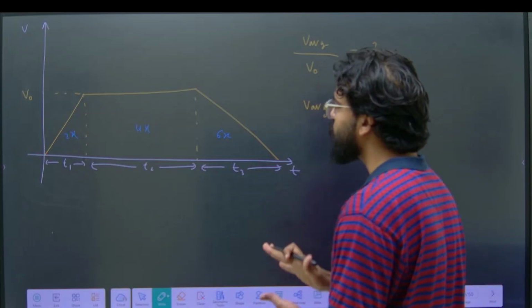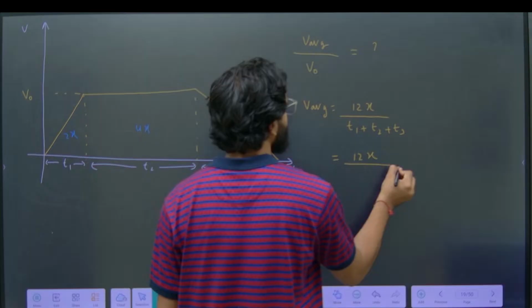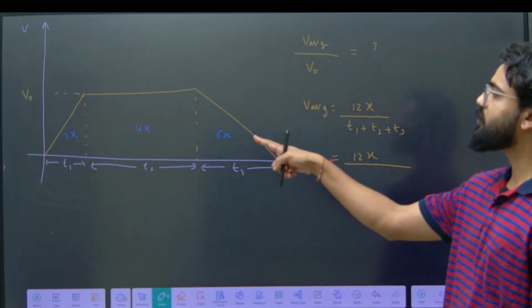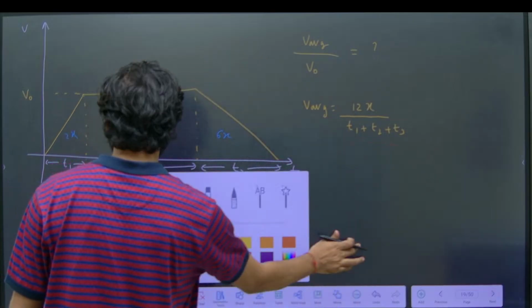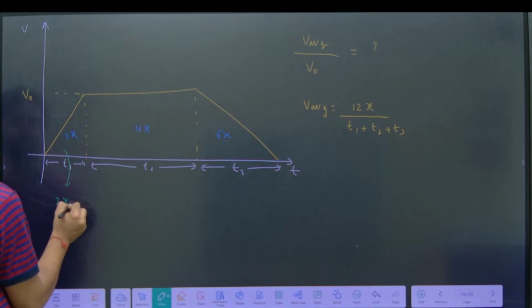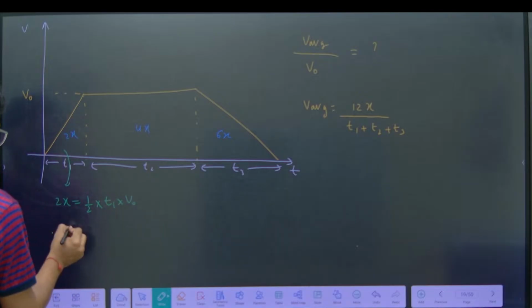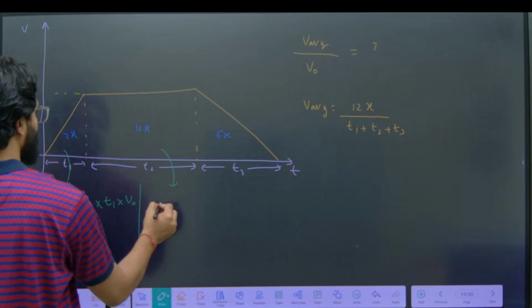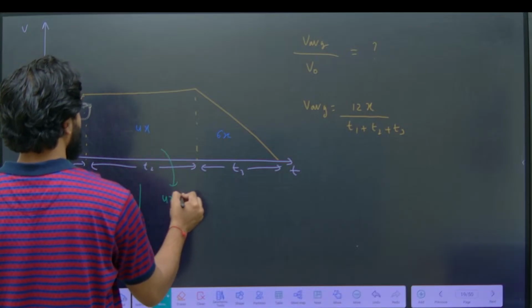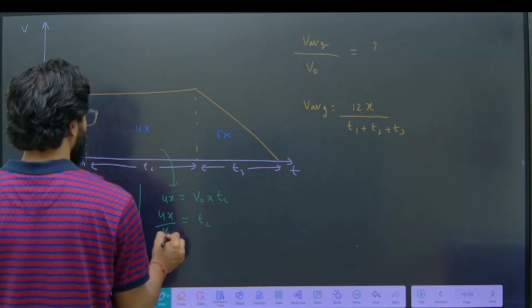So how to calculate this T1? We can write 12x. T1 can be written as, see, we have to calculate it separately. So we can write 2x equals half into base into height. So 4x upon V naught is T1. Over here we can write 4x equals V naught into T2. So T2 can be written as 4x upon V naught.